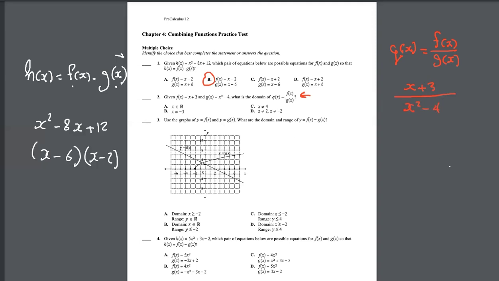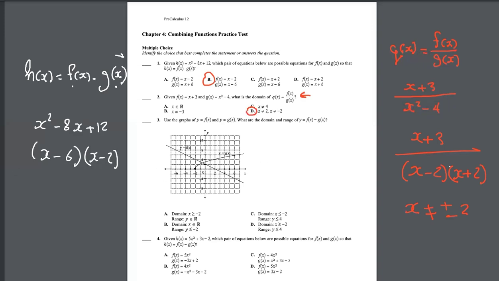Now this is a rational function, and rational functions, you get the domain from the bottom. So what we do, we just keep the top as is, we factor the bottom into x minus 2, x plus 2. Now we know x cannot equal plus or minus 2, because positive 2 or negative 2 will give me 0 on the bottom, and we cannot have 0 on the bottom in a rational function. So the answer would have been D. Very good. Okay.